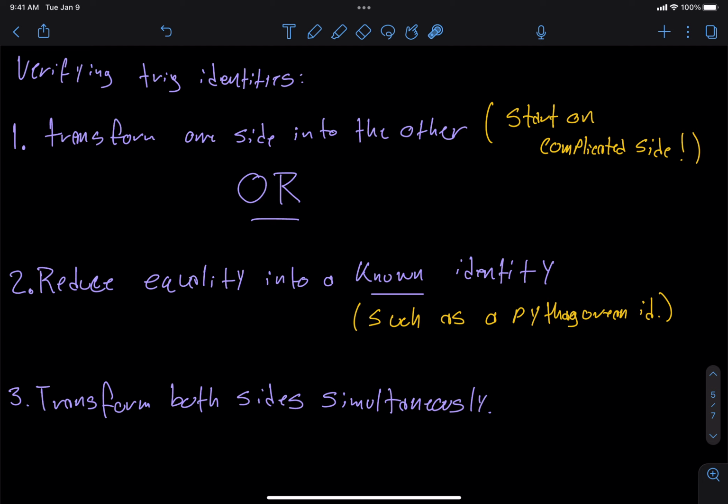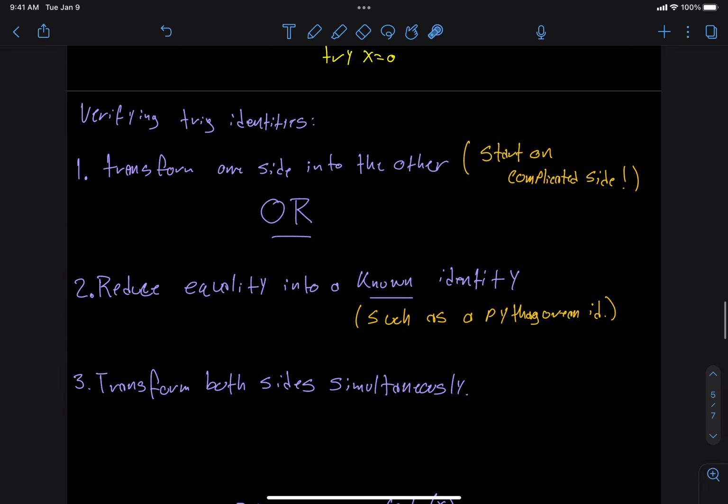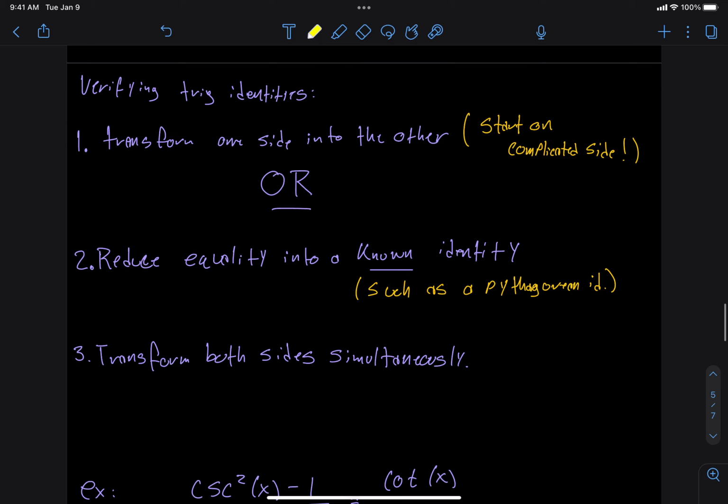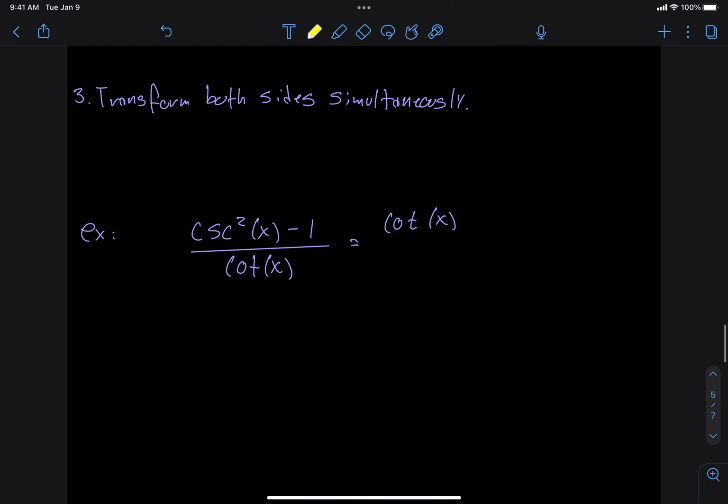Man, this is too many words to describe a mathematical process. Let me just show you. It's just a little bit delicate, okay? I just want to say that.